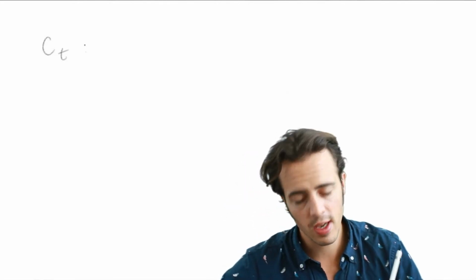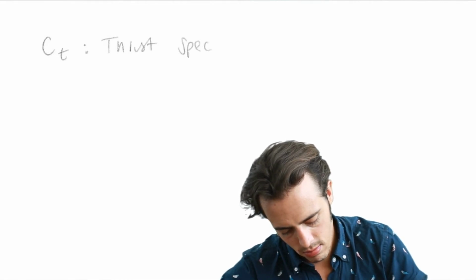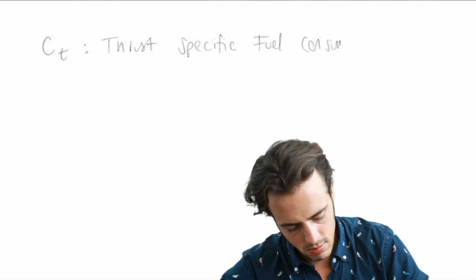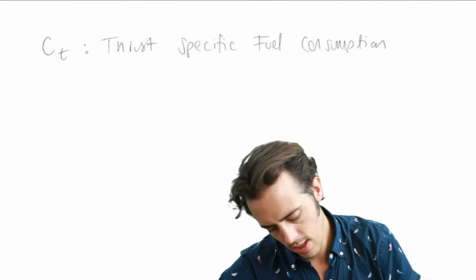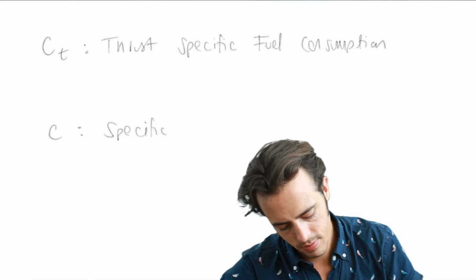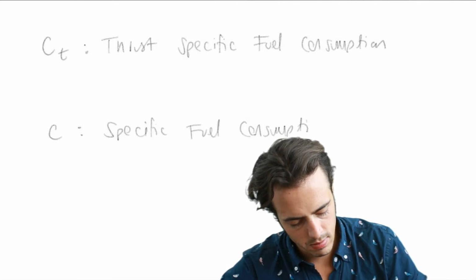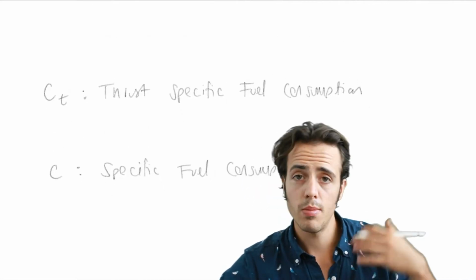So for this problem, we need to define a means to quantify fuel consumption. So we're going to start out defining two parameters. CT is the thrust-specific fuel consumption. And then C is simply the specific fuel consumption. Now the units of these will depend upon which source you're looking at.